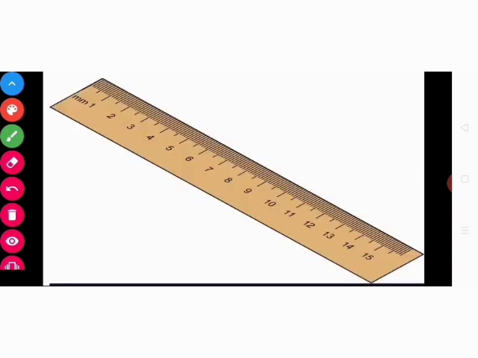So look at the markings on your ruler. 1, 2, 3 show centimeters. We start measuring from the mark on the ruler at 0. Okay, children.